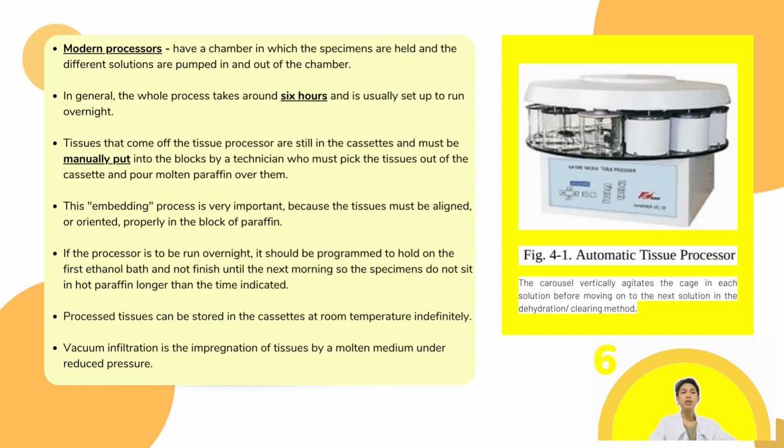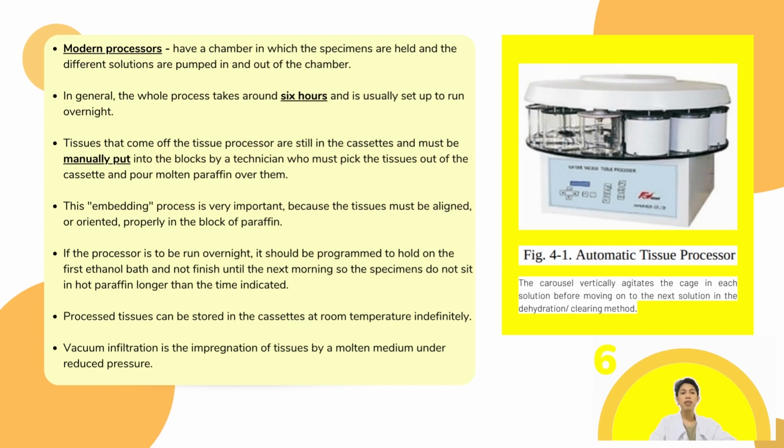Tissues that come off the tissue processor are still in the cassettes and must be manually put into the blocks by a technician who must pick the tissues out of the cassette and pour molten paraffin wax over them. This embedding process is very important because the tissues must be aligned or oriented properly in a block of paraffin.